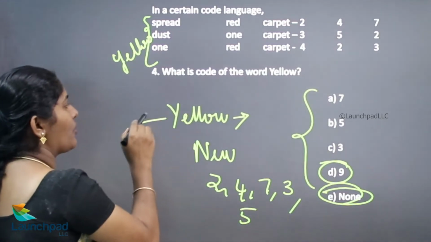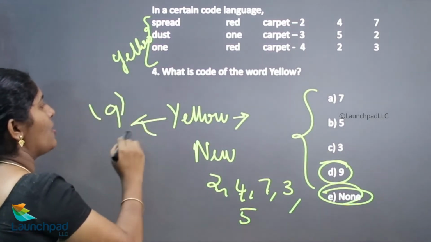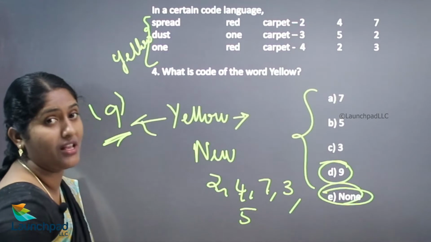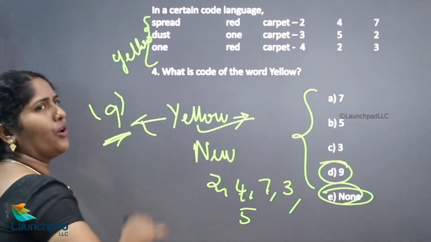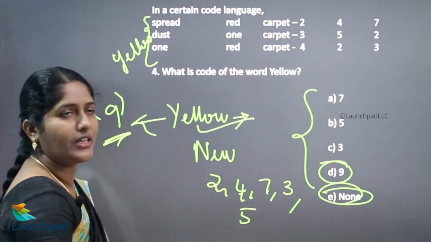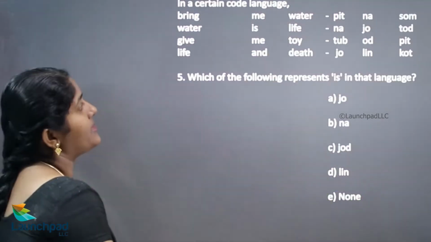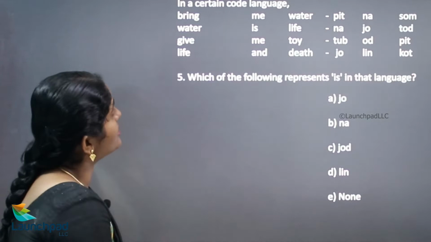So the code for yellow is 9. Don't take that as none of these. Yellow is the new word, so we can allocate the new code for this. That's all. Okay, we'll move on to your next question. Yes, this is your next question.